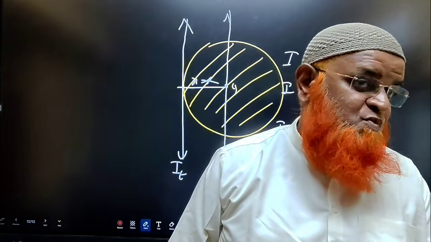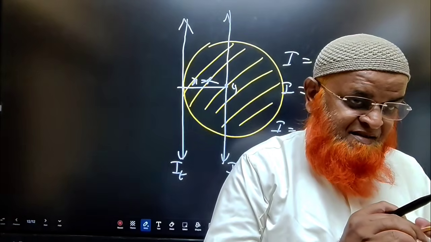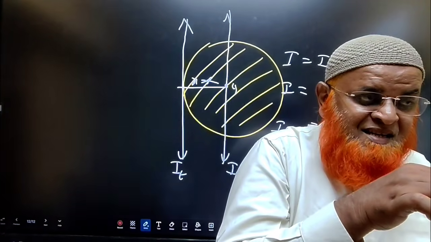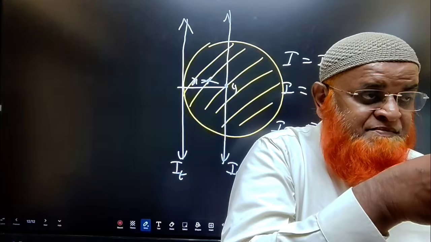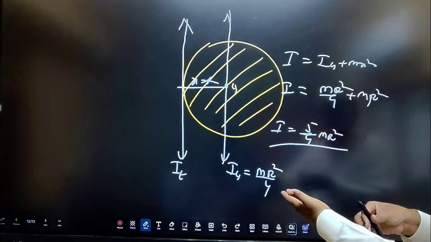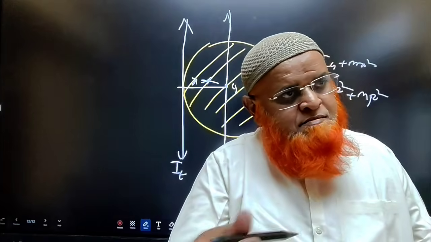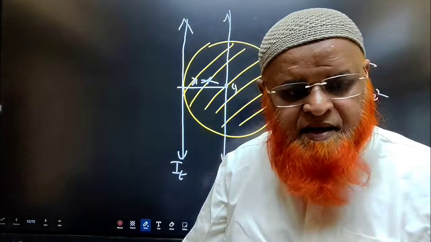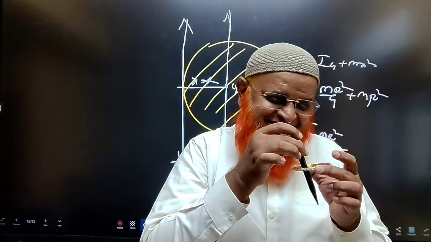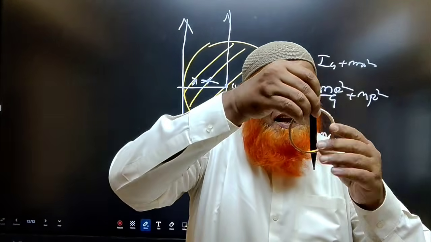Now, let me repeat this once. This is a disk. If it falls, no risk. So for a disk, this is Mr square by 2. What is this? 3 by 2 Mr square. What is this? Mr square by 4, along the diameter. Along the tangent, 5 by 4 Mr square. Hope you understood. Once again, let me tell. What is this? Mr square. Very good. Now, for a ring.